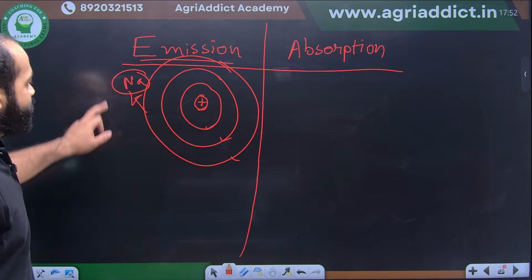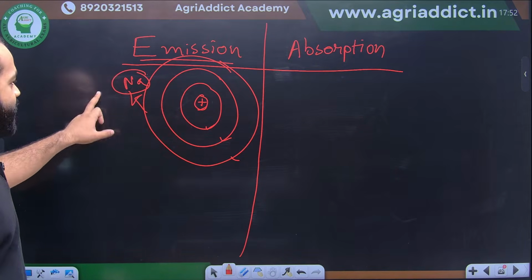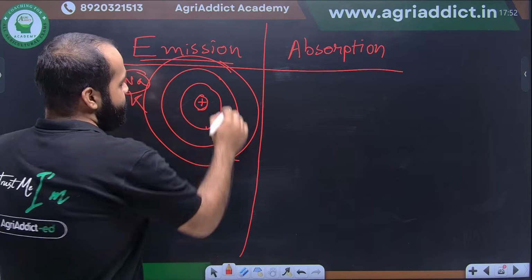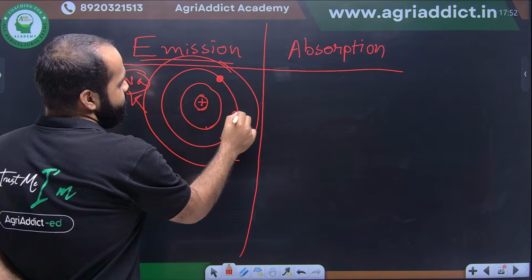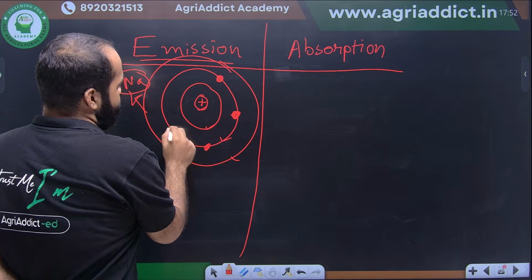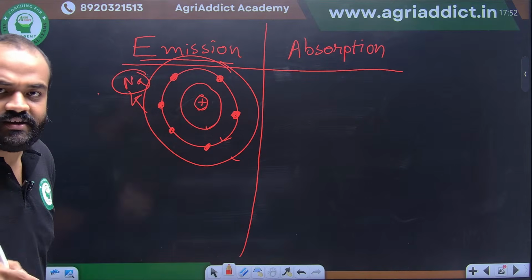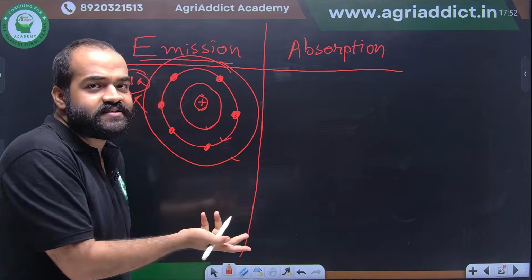When this atom of this element is in neutral state, it is in ground state, then the electrons are in their designated orbitals. The electrons are in designated orbitals when it is in ground state, normally the way an atom exists in nature.